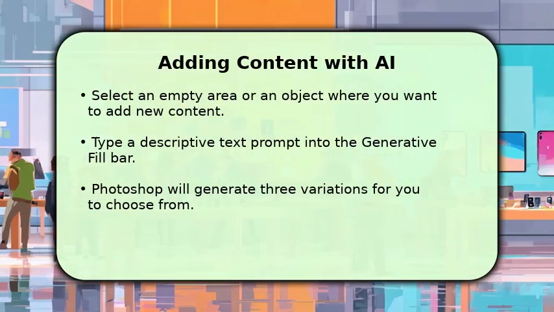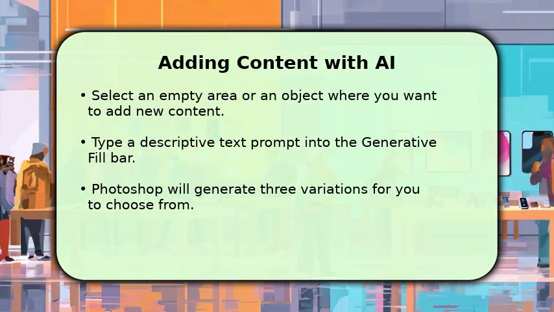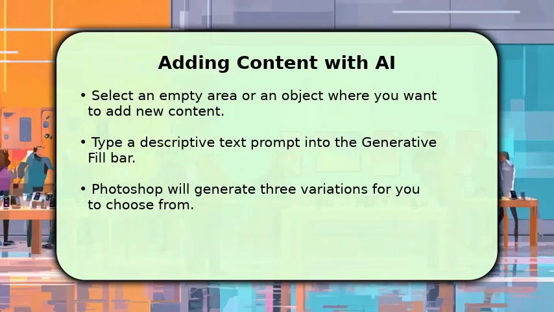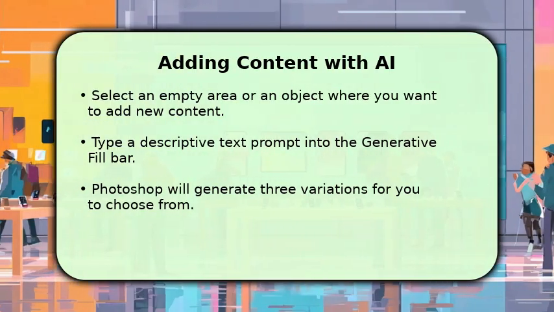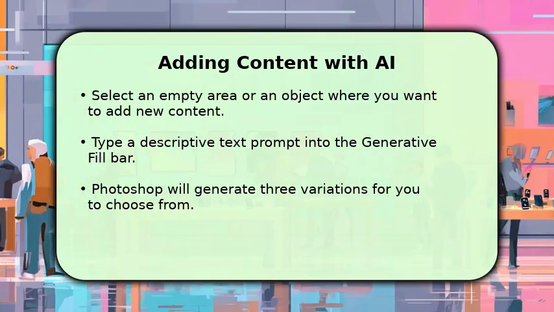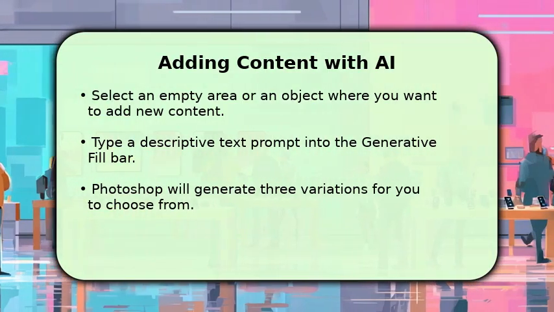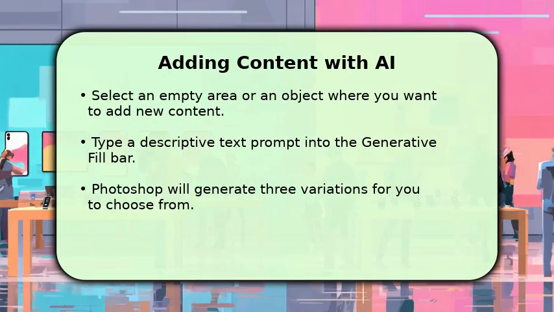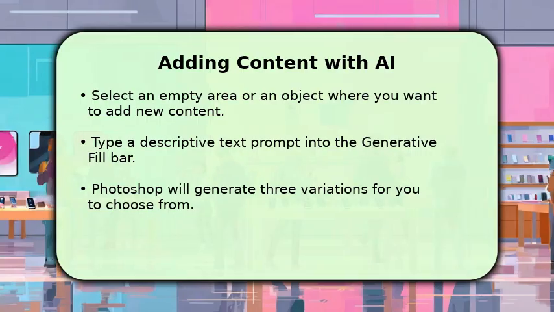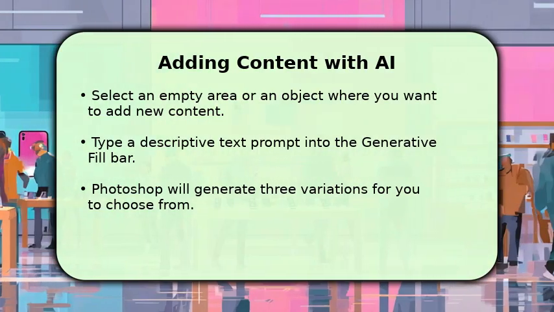Adding new content is straightforward. First, make a selection in the area where you want to introduce an element or select an existing object to transform it. Next, type a descriptive text prompt into the Generative Fill bar. For example, you could type a fluffy white cloud or a vintage wooden chair. Photoshop will then generate 3 distinct variations based on your prompt, allowing you to pick the best fit for your composition.